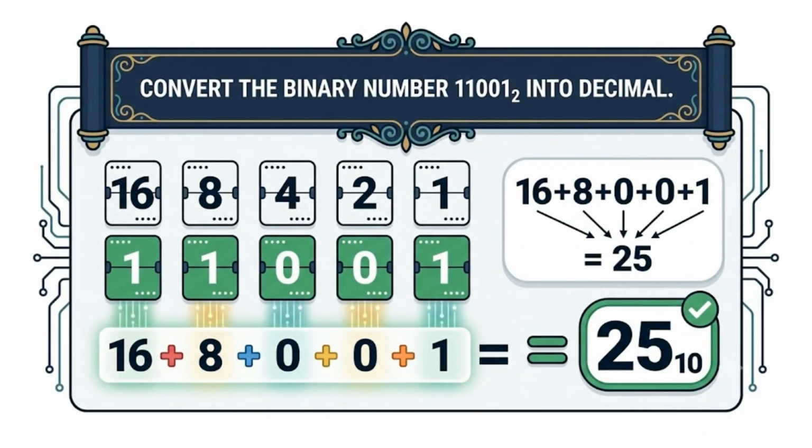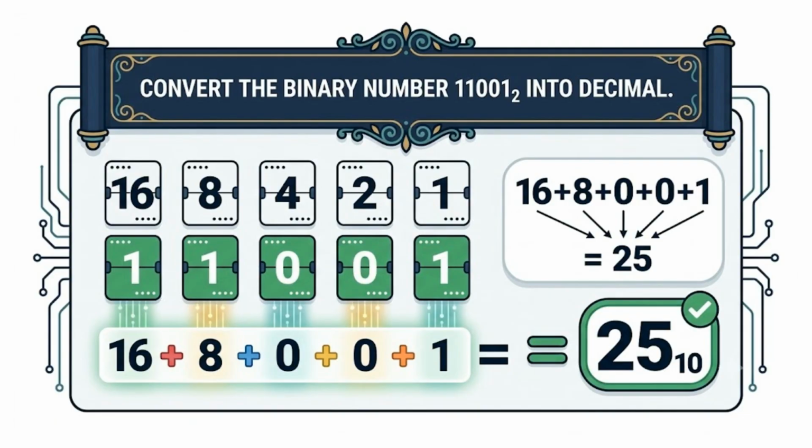The first digit is 1, so we include 16. The second digit is also 1, so we include 8. The third digit is 0, so its value is 0. The fourth digit is 0, so its value is also 0. The final digit is 1, so we include 1. Now add together only the place values where the digit is 1. 16 plus 8 plus 0 plus 0 plus 1 equals 25. Therefore, the binary number 11001, written as 11001 base 2, is equal to 25, written as 25 base 10.